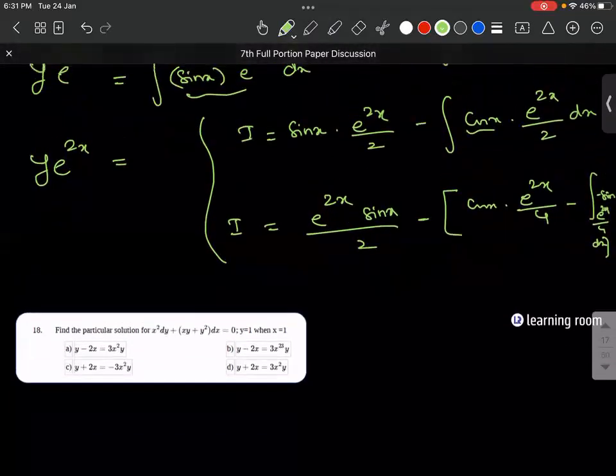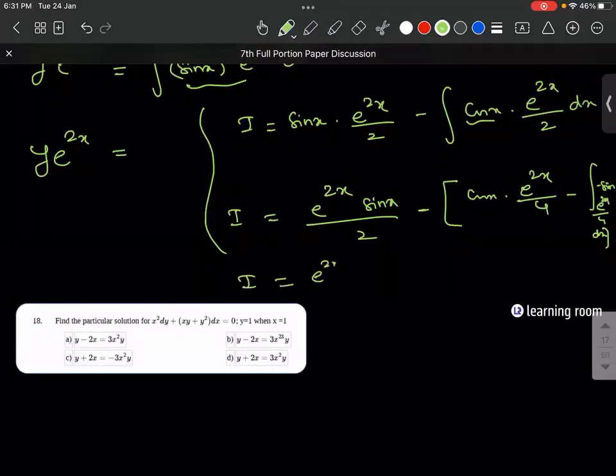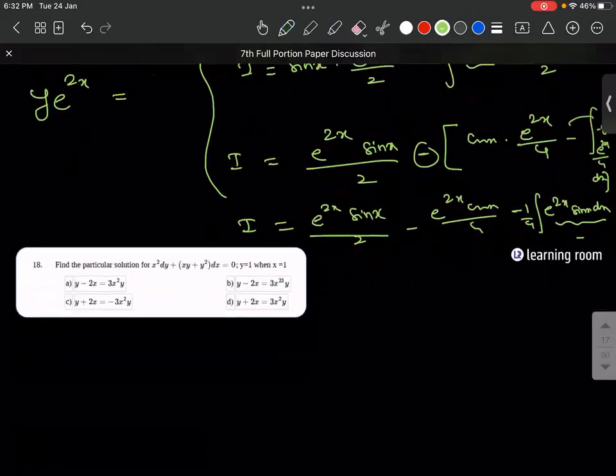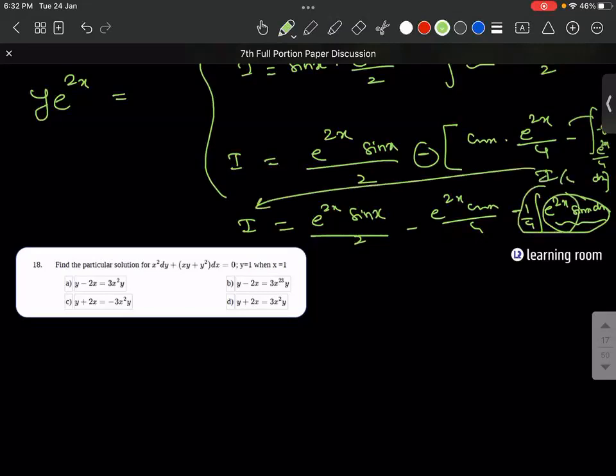Yes, sir. See, I is equal to e power 2x into sin x divided by 2 minus e power 2x into cos x by 4 plus, observe this, minus of minus and you have a minus here. So it will be minus integral of 1 by 4 e power 2x into sin x dx. This one is what is I. Yes, sir, this is I. So this whole thing will be I by 4. Take this to the other side and then solve it. Oh, okay, sir. Got it.